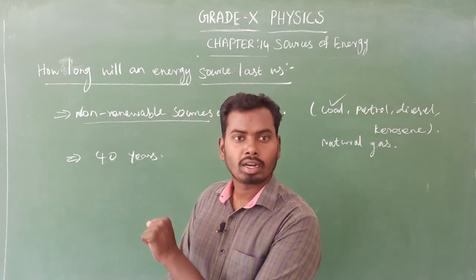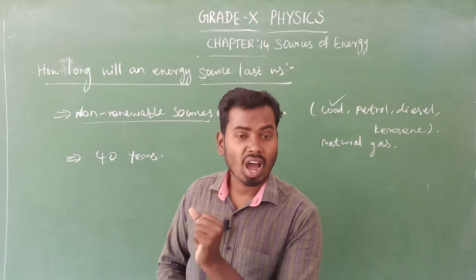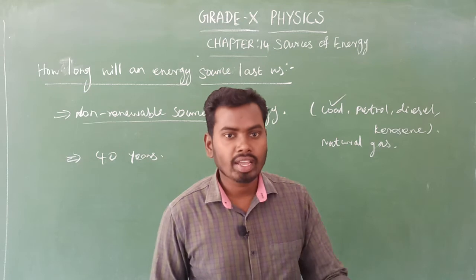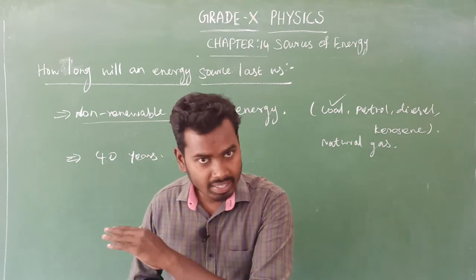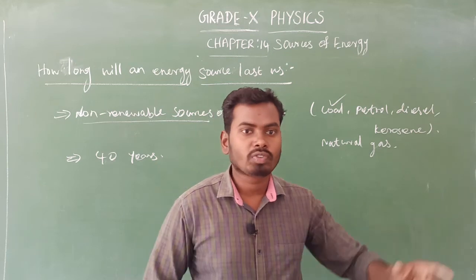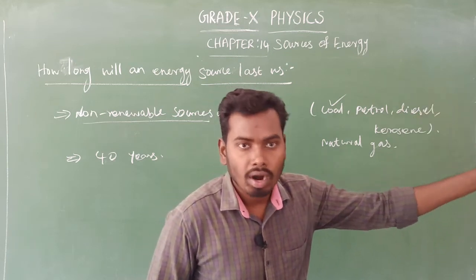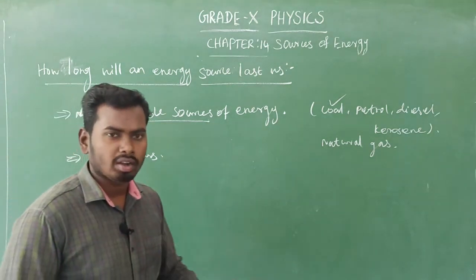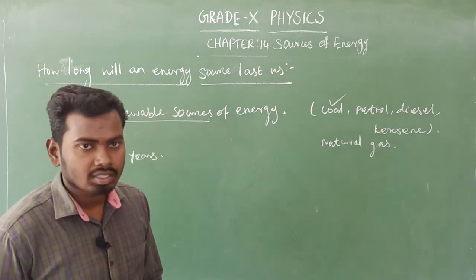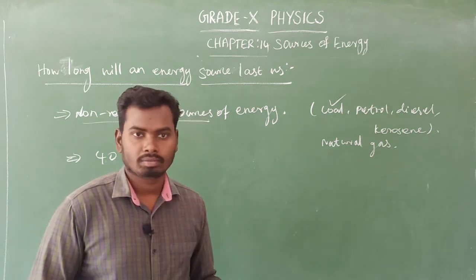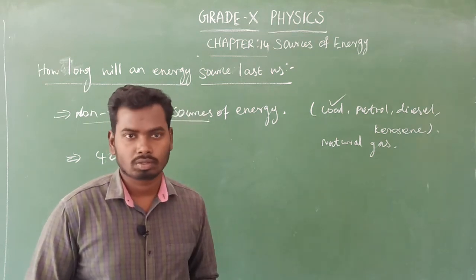Who estimated that? The coal reservoirs and oil reservoirs estimated that if we use these fossil fuels at this rate, we can use them for just the upcoming 40 years, approximately. After 40 years, the coal and the fossil fuels will not be there. Then we need some alternative sources.